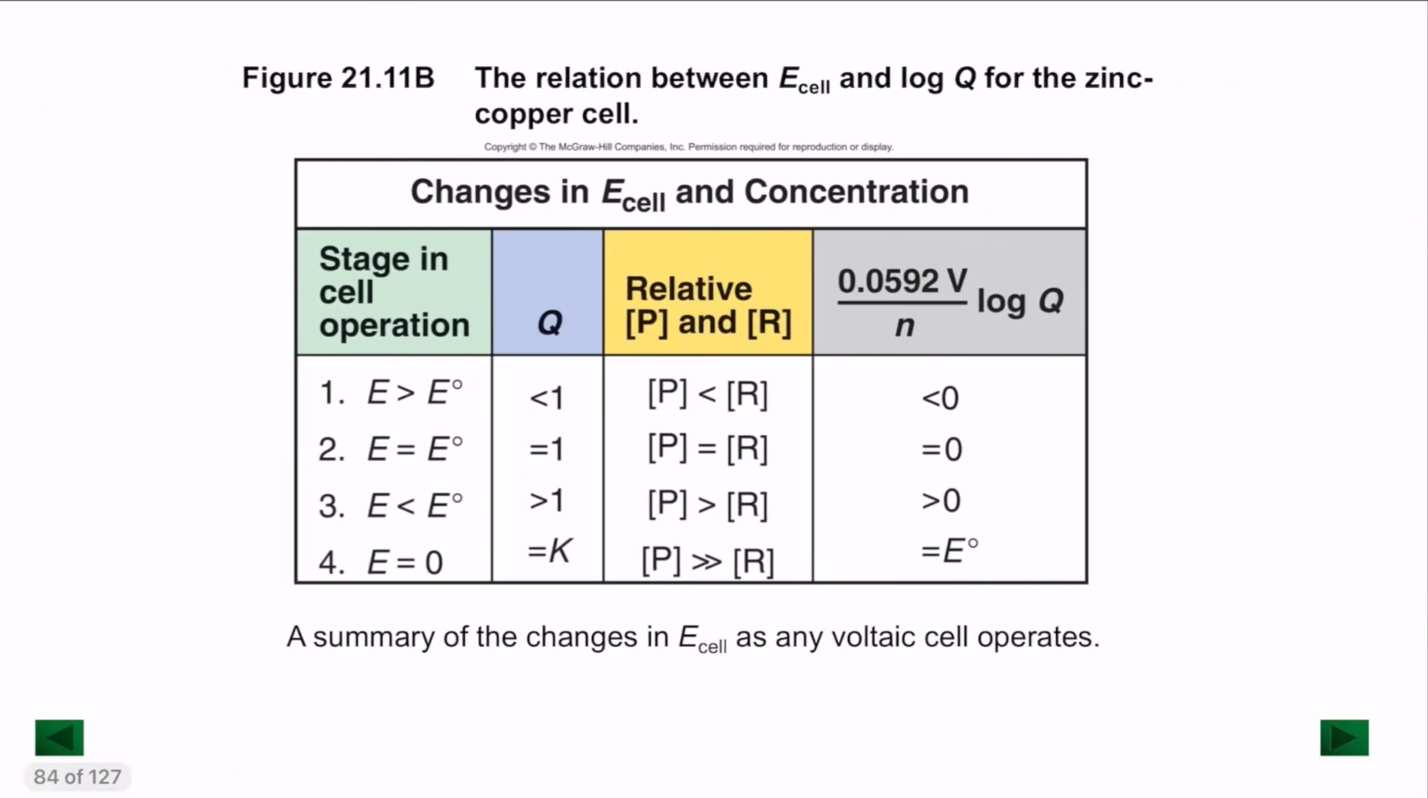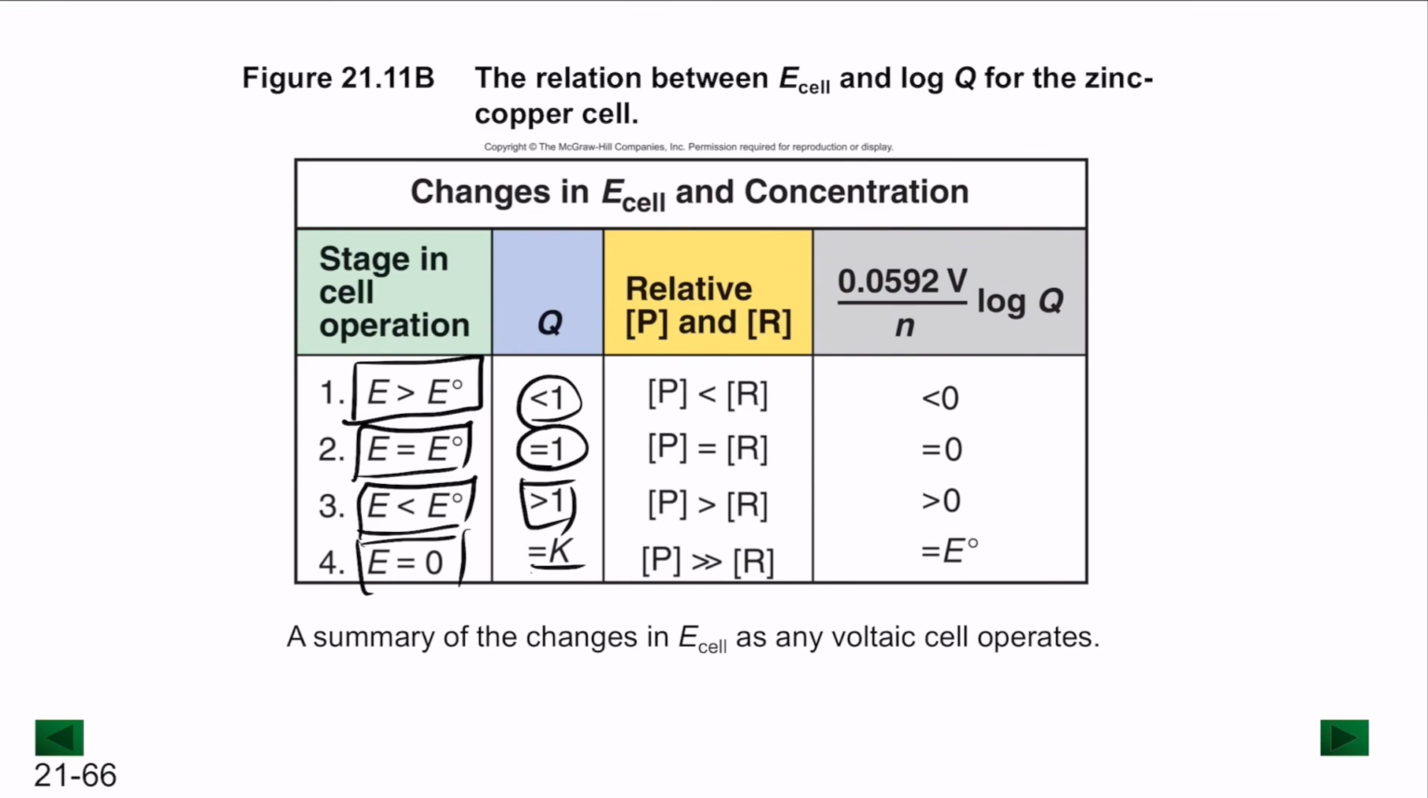If the E value is greater than the standard potential, we can say that Q is less than 1. If E is equal to the standard potential, then Q is equal to 1. If E is less than the standard potential, Q is greater than 1. And if E is 0, then Q is equal to K, which means that this is at equilibrium.